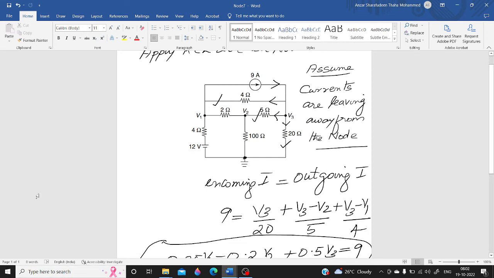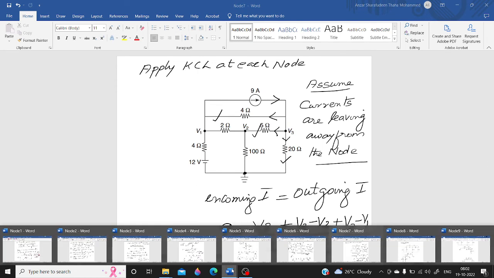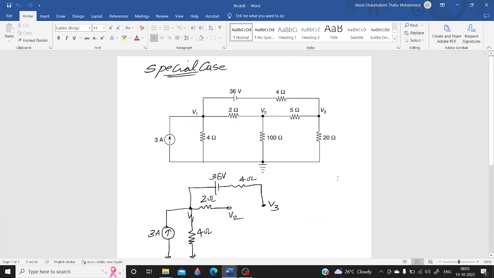So I hope you are comfortable with the application of KCL in node analysis, or the solution of a network using node analysis, with the circuits. Now let me consider another special case. Suppose you have a circuit like this. I am not going to solve this problem, but here there is a voltage source. This is a special case. If there is a voltage source like this, how will you write the KCL equation?